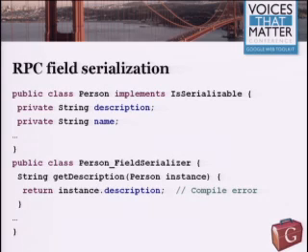Another thing we use it for is RPC field serialization. Our RPC generator, and there's other sessions on RPC, needs to be able to generate a class that can serialize the fields of an object. All right, so that's the bottom class here, person field serializer. And one of the methods it needs to implement is the ability to get or set the description on the type it's bound to, in this case, person.